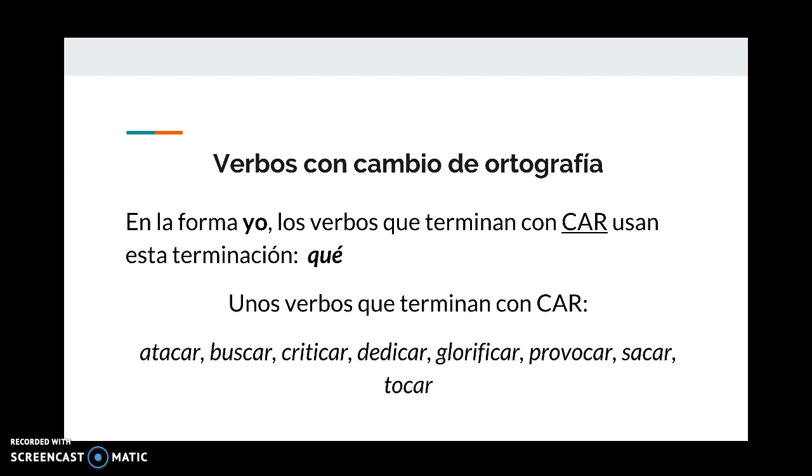Some verbs you need to be aware of that end with car and need to write on the lines on página 2 are atacar, to attack, buscar, to look for or to search, criticar, to criticize, dedicar, to dedicate, glorificar, to glorify, provocar, to provoke, sacar, to take, to get, but to take or to take out in certain expressions, and tocar, to touch or to play an instrument.